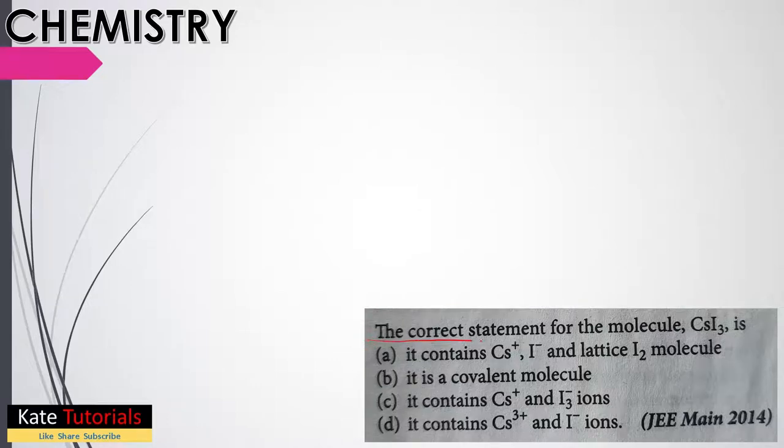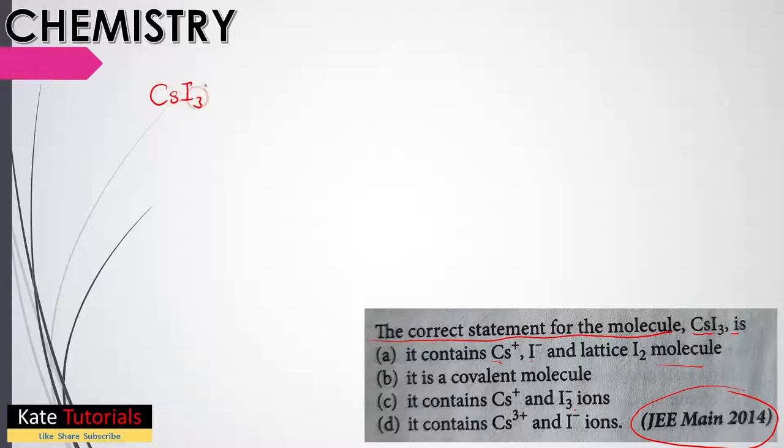The correct statement for the molecule CsI3 is, right? Option A: it contains Cs+, I-, and an I2 molecule. Option B: it is a covalent molecule. Option C: it contains Cs+ and I3- ion. Option D: it contains Cs3+ and I- ion. So this is the question asked in JEE Mains 2014, right? So let me talk about this.